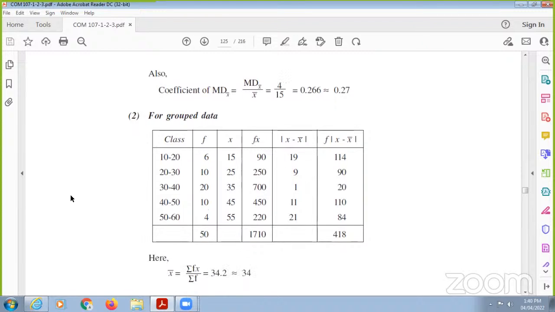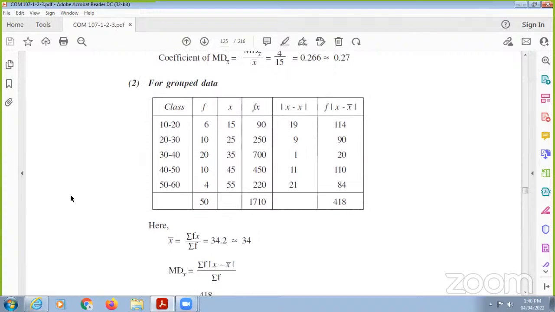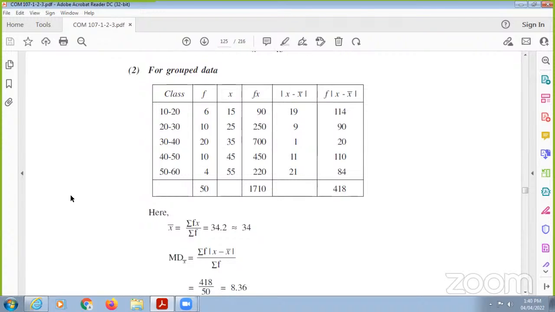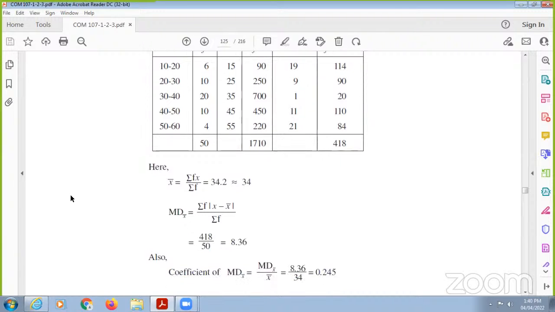Now here x bar is equal to summation fx upon summation f here. That means here 34.4, approximately 34 here. Mean deviation from mean is equal to summation f into bracket x minus x bar upon summation f. That means here total 418 divided by 50. Approximately the answer will be 8.36 here.